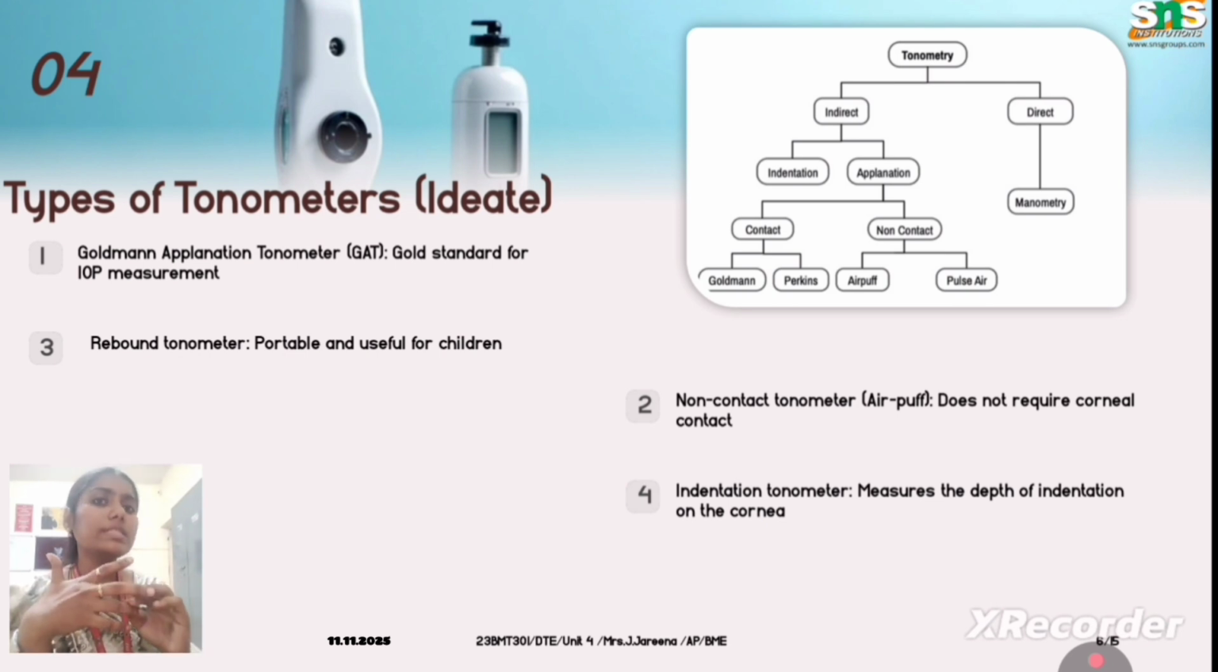And the third one is the rebound tonometer, which is used exclusively for children. And the last one is the indentation tonometer. Here we measure the depth of indentation on the cornea by placing known weights. By means of it we can easily find out the depth of the depression made by putting a known weight on the cornea. These are the different types of tonometer.